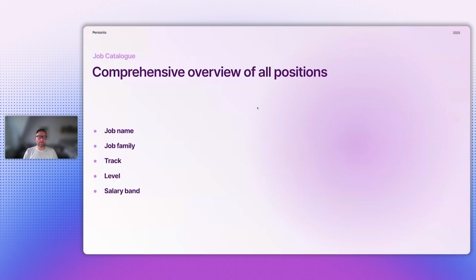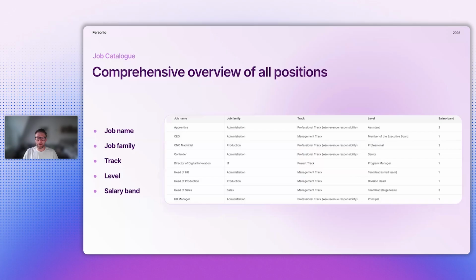So as said, the job catalog offers a comprehensive overview of all positions that exist within your organization based on these dimensions: job name, job family, track, level, and salary band. And it looks a little bit like this. This is just a screenshot from my demo account, but you see I created some positions from the apprentice to the CEO and everything in between. Let's take a look at head of HR. This is head of HR. It's in the job family administration. It's a management track.